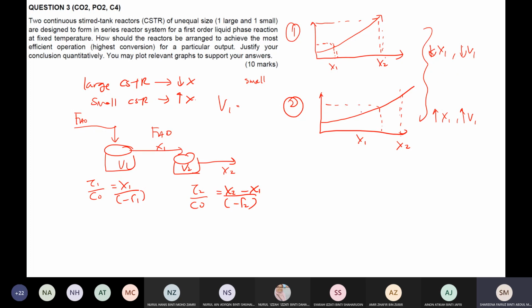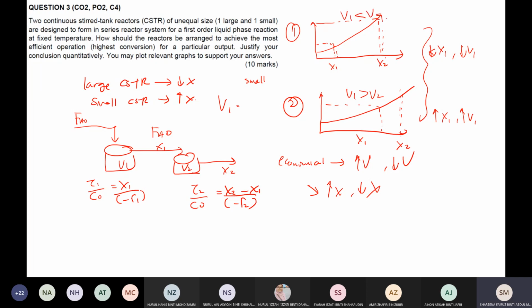So sebenarnya sekarang ni akan jadi isu lah sama ada awak nak, kalau dari segi economical, okay, adakah you nak larger V ataupun smaller V. Okay, lagi satu, economical, you nak higher X ataupun lower X. Okay, so benda ni lah you akan kena discuss. Okay, so contohnya macam ni, kita akan dapat volume 1 akan lebih daripada V2, V1 akan kurang daripada V2.